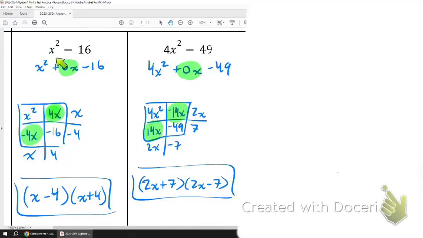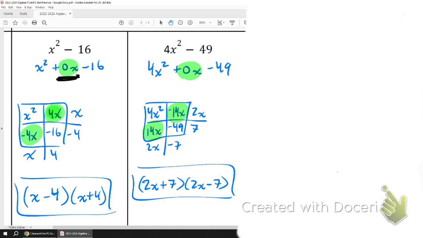Okay, so these ones have only 2 terms, but they're special ones. This is a special polynomial. It has a special name, and so does this one, and I want to show you in a second. What they're missing is this middle term right here, and so you could put a 0x right there.